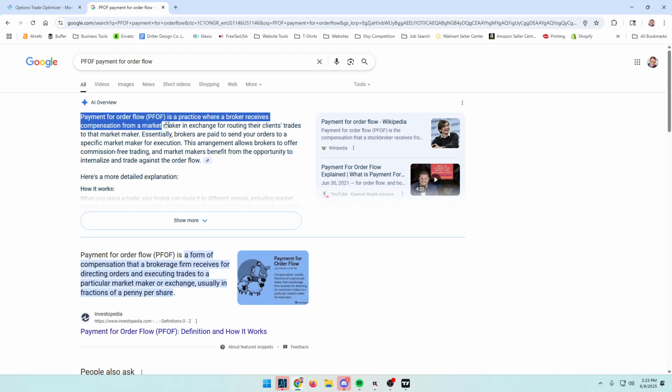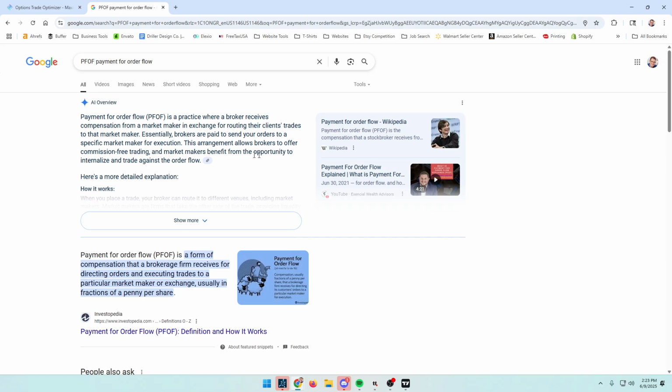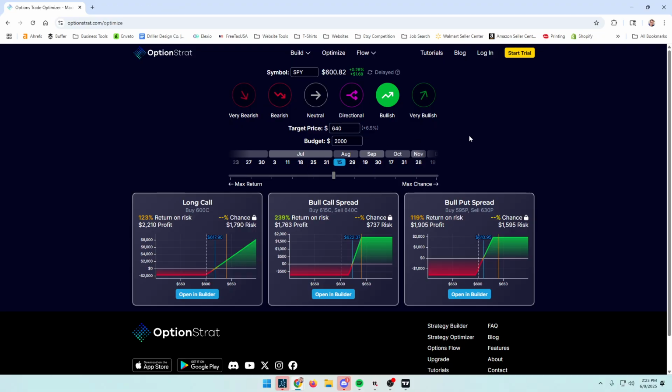Practice where a broker receives compensation from a market maker in exchange for routing their clients' trades to that market maker. Market makers benefit to internalize and trade against the order flow. That's why Robinhood offers free commissions, because you are the product. They're making money off selling your trading data to institutions. Webull does the same thing.